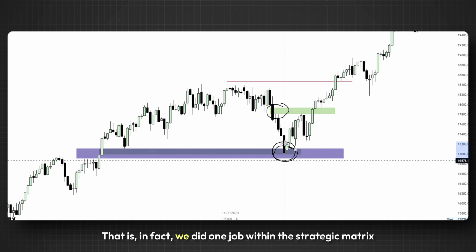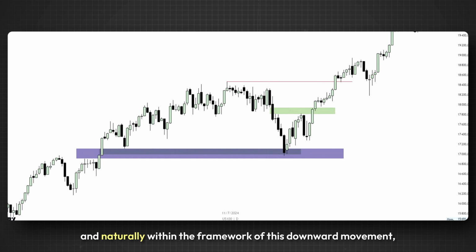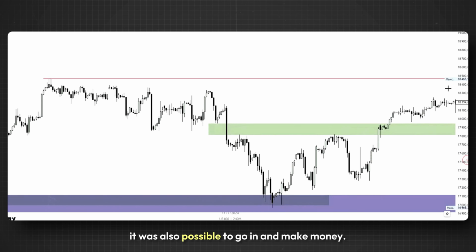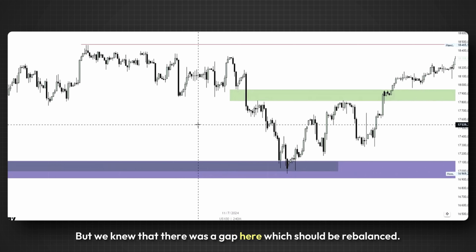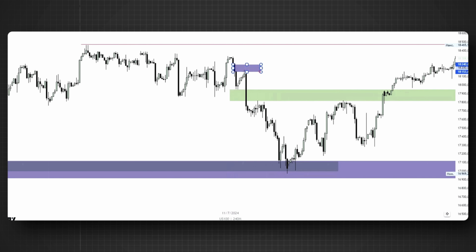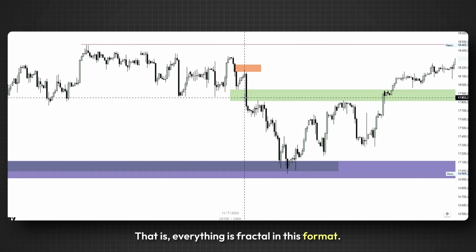That is, in fact, we did one job within the strategic matrix, and naturally, within the framework of this downward movement, it was also possible to go in and make money. But we knew that there was a gap here which should be rebalanced, so we rebalanced it, and then the structure changed. And here it is the same story. Everything is fractal in this format.